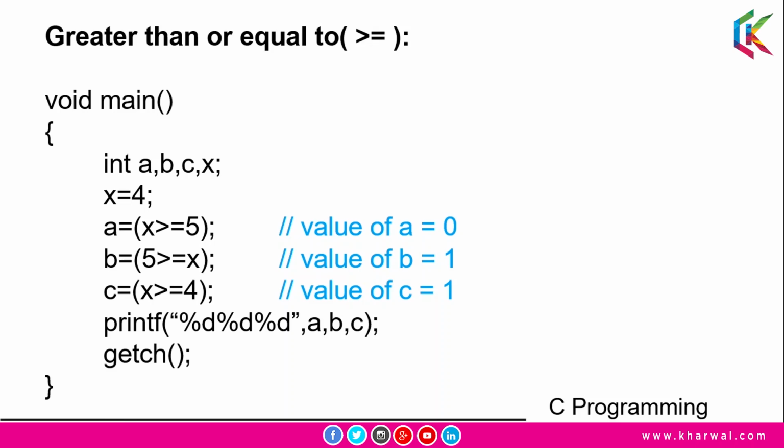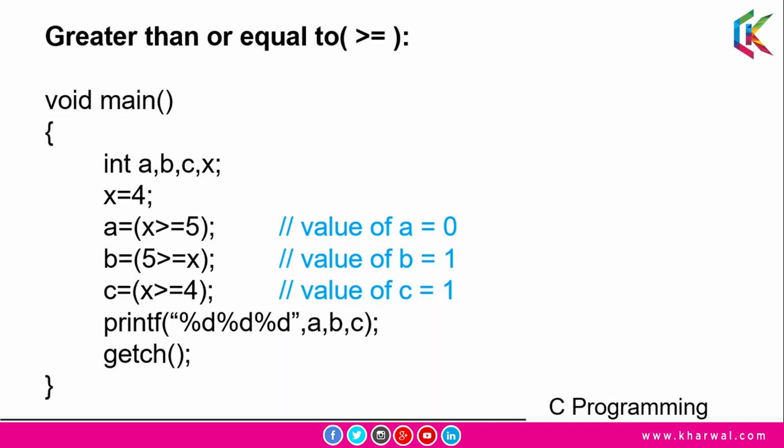And in the next expression, 5 greater than or equal to x. So this expression will be true and the value of b will be 1. And now in the next expression, x greater than or equal to 4. So this expression will be true because the value of x is 4 and 4 is equal to 4. So the values of a, b and c are 0, 1 and 1 respectively.